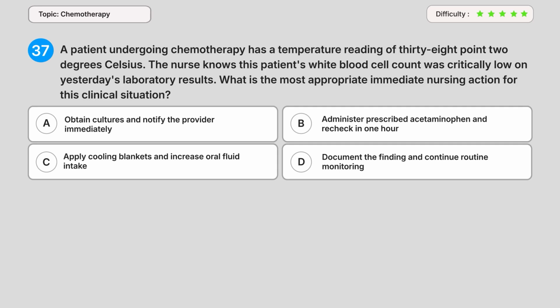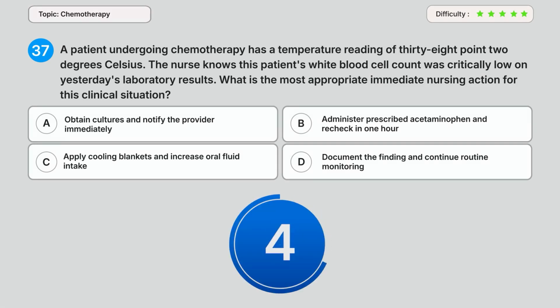A. Obtain cultures and notify the provider immediately. B. Administer prescribed acetaminophen and recheck in 1 hour. C. Apply cooling blankets and increase oral fluid intake. D. Document the finding and continue routine monitoring. What do you think is the answer?